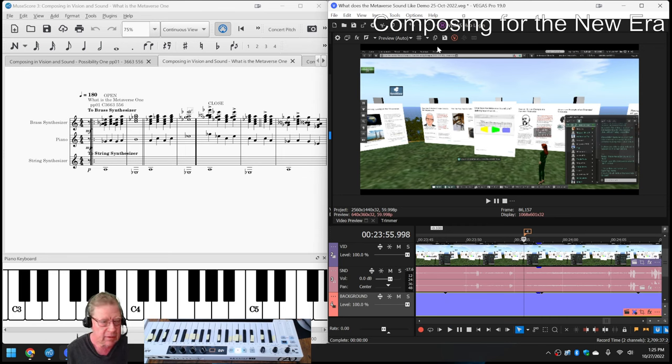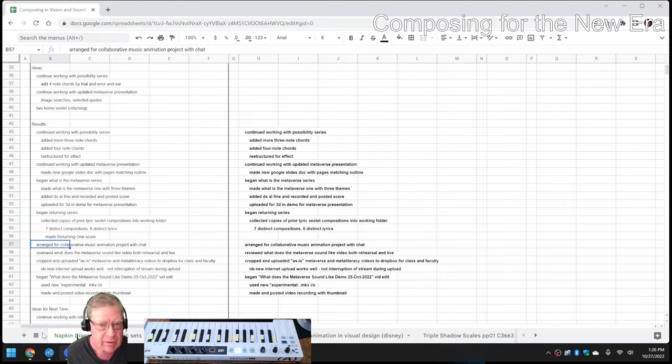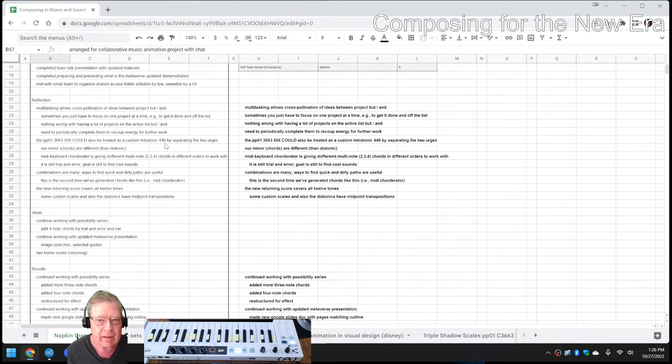Ladies and gentlemen, this is a recap of Composing in Vision and Sound, Part 39, Poise, Moving, Extend. In today's episode, we reflected that multitasking allows cross-pollination of ideas between projects, but sometimes you just have to focus on one project at a time to get it done and off the list. Nothing wrong with having a lot of programs on the list, but we do need to periodically complete them to recoup energy for future work.